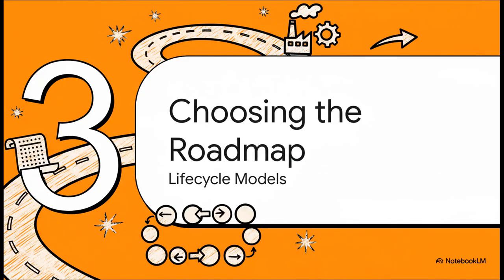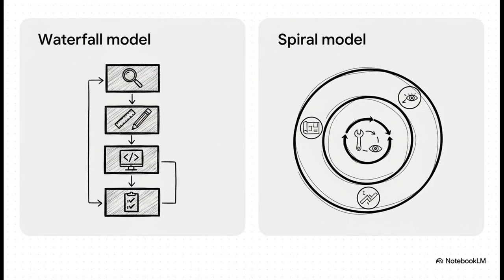Okay, so we know what we need to build. Now we need a plan for how we're going to build it. This is where software lifecycle models come into play. You can think of them as different roadmaps for the entire construction project. Now, there are a bunch of different models, but let's look at two that show totally different philosophies. On one hand, you've got the classic waterfall model. It's very rigid, very linear. You finish one entire phase, like gathering all the requirements, before you can even think about starting the next one. On the other hand, you have something like the spiral model, which is way more flexible. It works in cycles or little loops, where you're constantly analyzing risks and building the product out piece by piece.